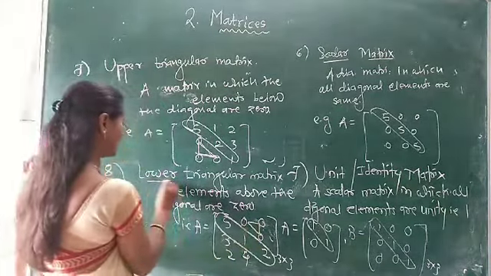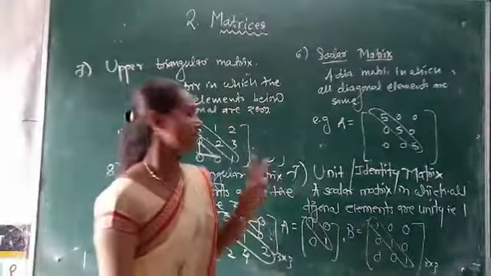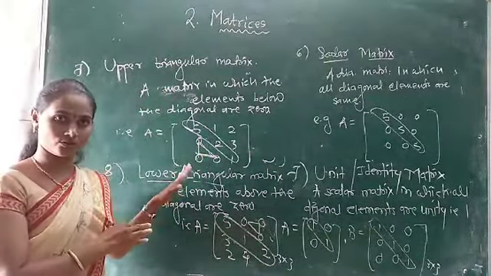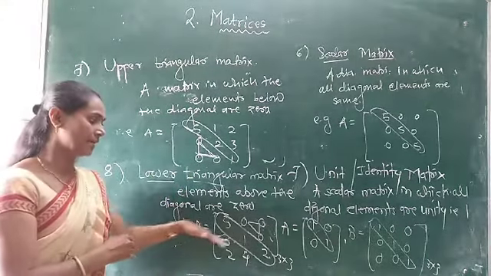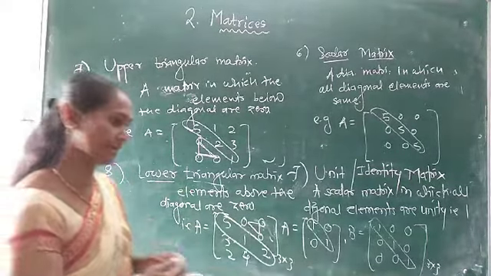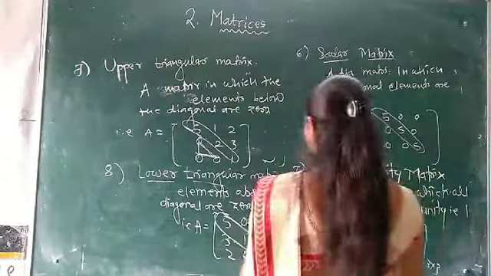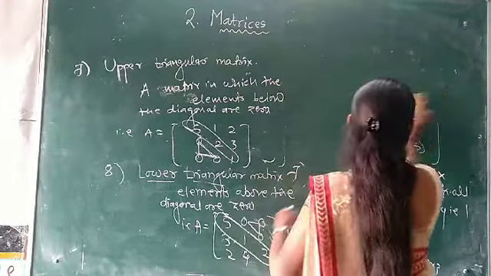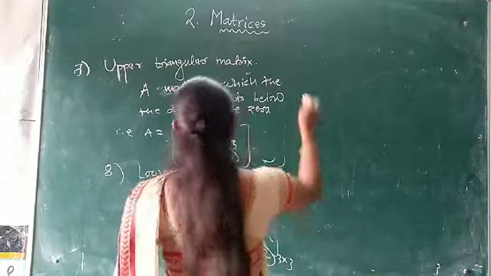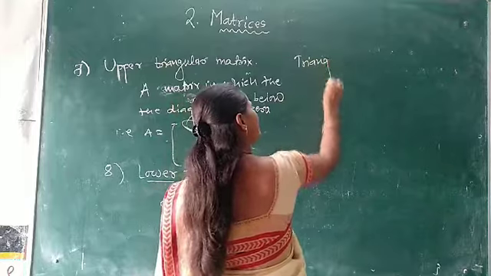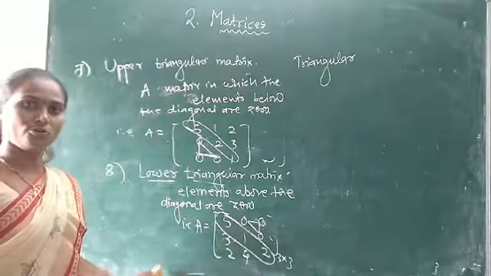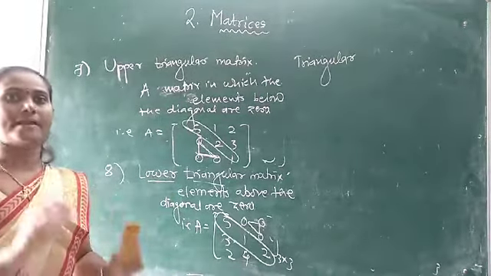Since this matrix is said to be a lower triangular matrix, don't forget this: upper triangular, the elements which are below the diagonal are 0, and where the elements above the diagonal are 0, then the matrix is said to be a lower triangular matrix. Next one is triangular matrix. Triangular matrix means a matrix which is upper triangular or lower triangular is called a triangular matrix.